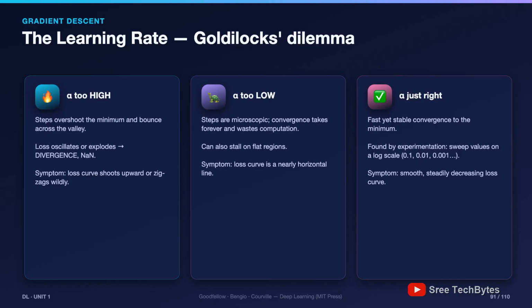How do professionals choose? They sweep on a log scale, trying 0.1, 0.01, 0.001, never in tiny linear steps. Adopt that habit early, it's the pro move.